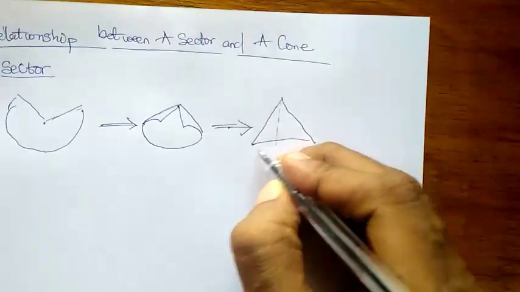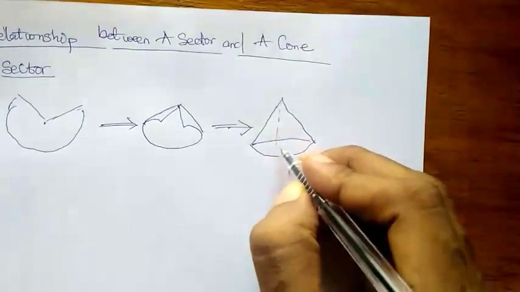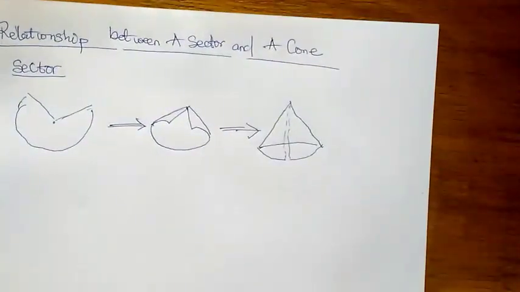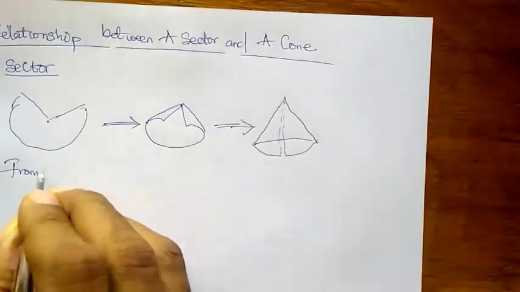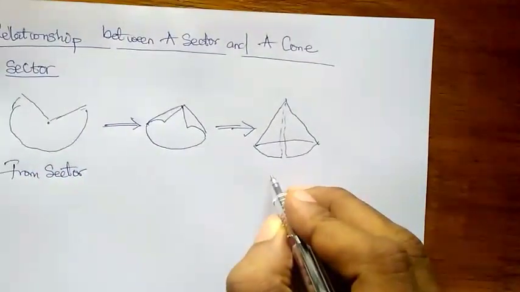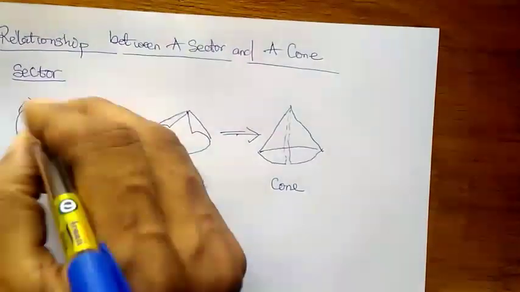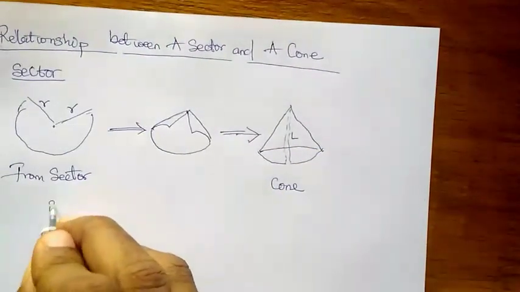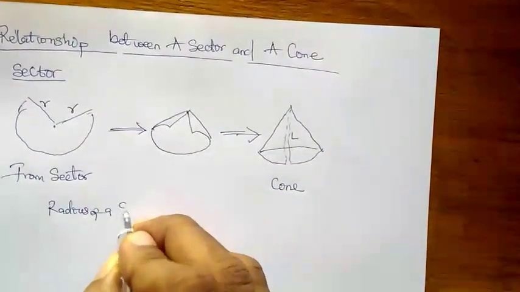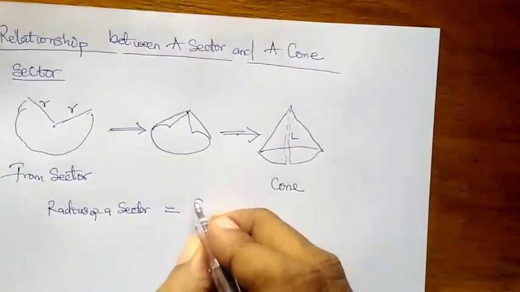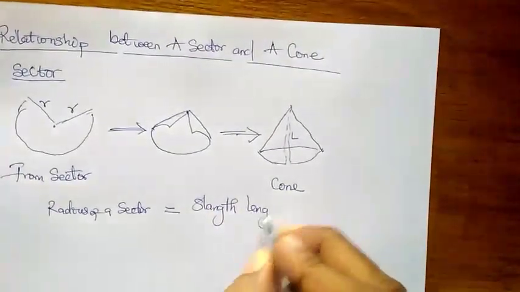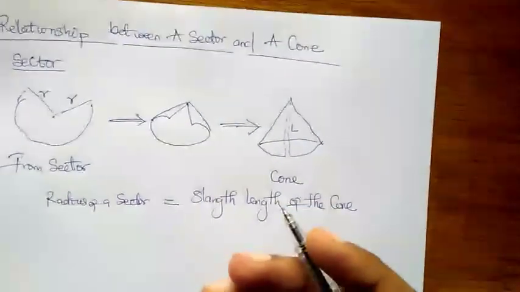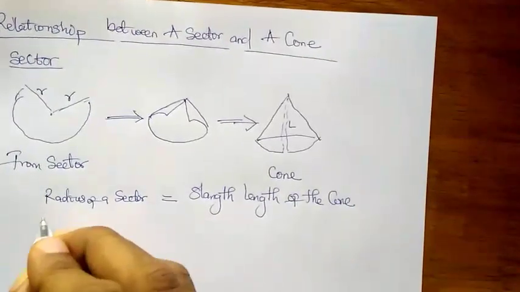Now you have to notice that there is a similarity between a sector and a cone. From sectors we get cones. The radius of the sector is equal to the slant length of the cone. You saw where we are folding it. You saw the radius, where we held the radius and we bent it, and we saw that it is now equal to the slant length of the cone formed.